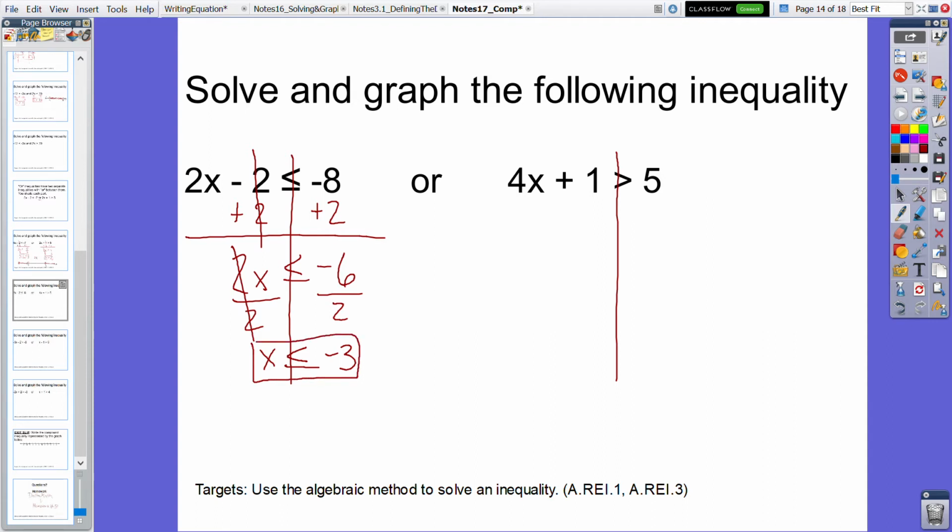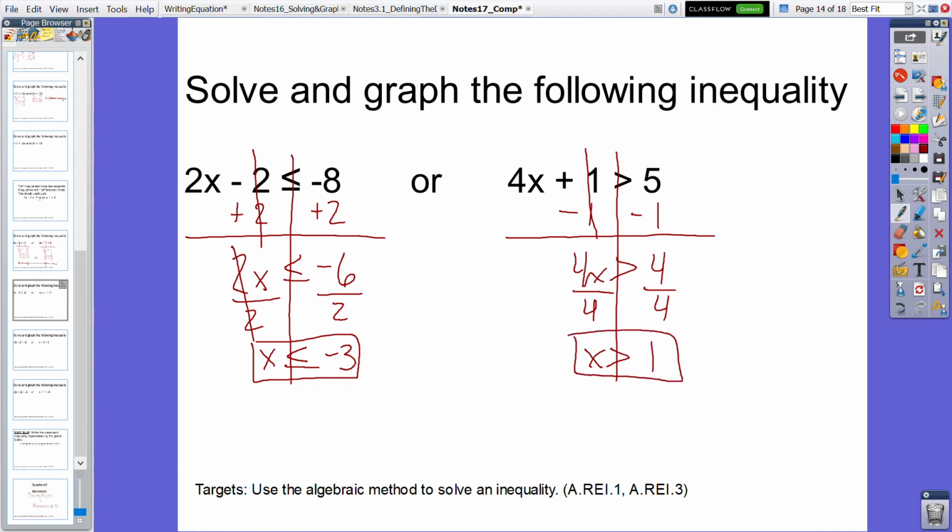I go over to the second example. 4x plus 1 is greater than 5. Subtract 1 from both sides of the inequality, like it's an equation. 4x plus 1, take away 1. 1's cancel, I'm left with just 4x. Greater than 5 minus 1 is 4. And then, just like before, we solve it by dividing both sides by 4. I get x is greater than 1.